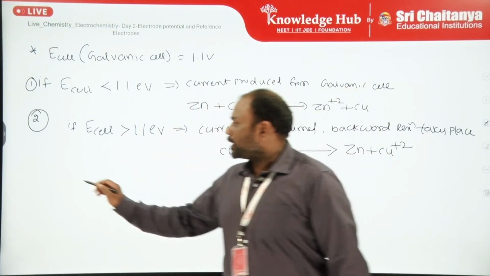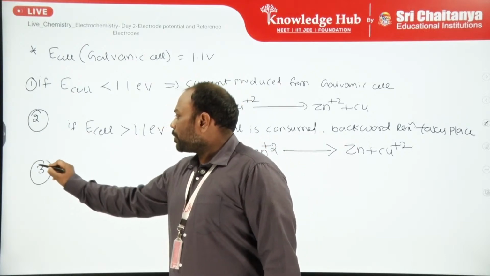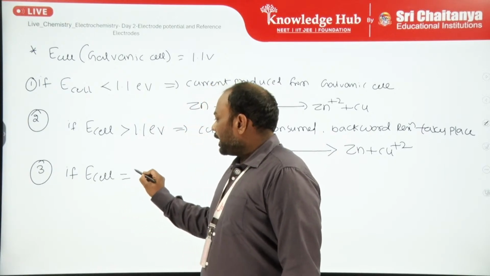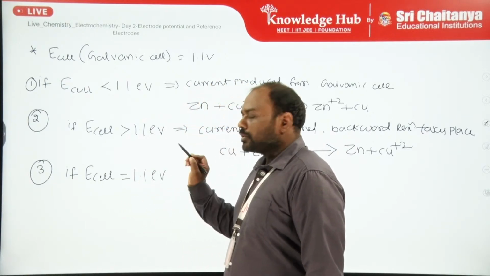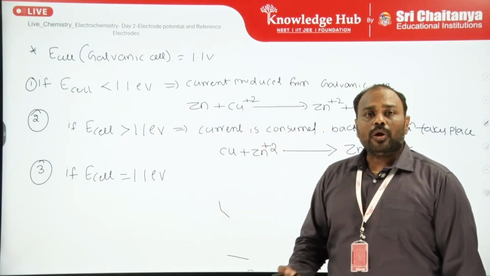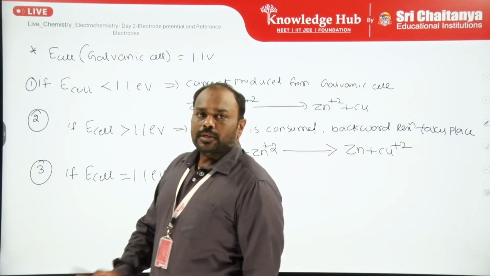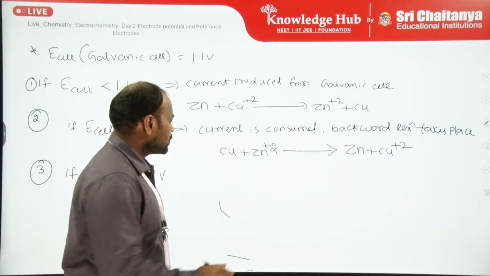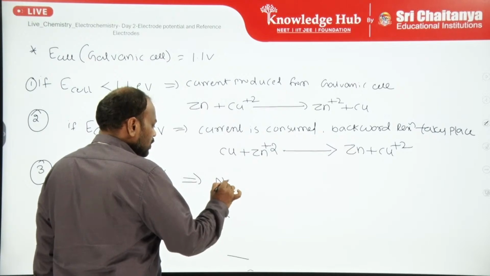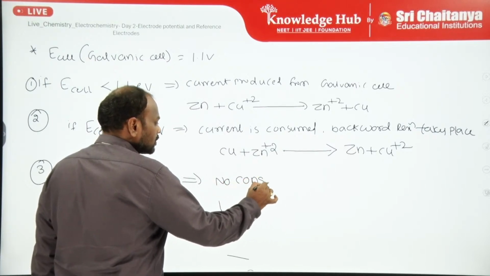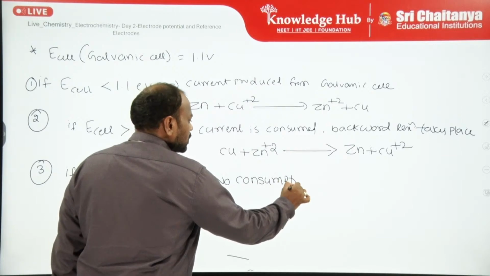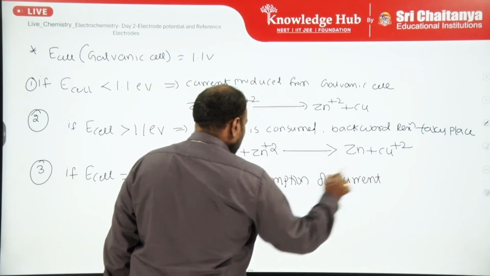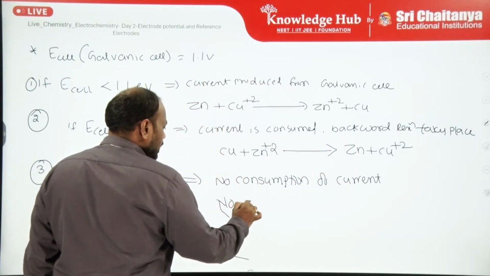Now see the third condition. If the external potential of the cell is exactly 1.1 volts, then what happened? Then there is no consumption of current and no production of current. That is at equilibrium. No consumption of current, no production of current.